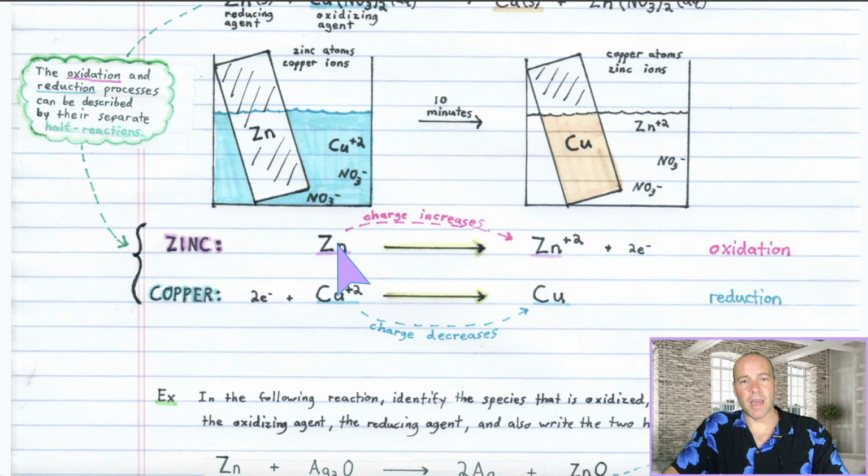Notice that the zinc atom, its charge is increasing from 0 to plus 2. That's oxidation when charge increases. Now, looking at the copper ions that are in solution, each time one of those ions forms an atom, it had to grab 2 electrons. So the copper plus 2 ions gain 2 electrons to form the atom. And here you can see going from plus 2 down to neutral, the charge decreases, and that's reduction.